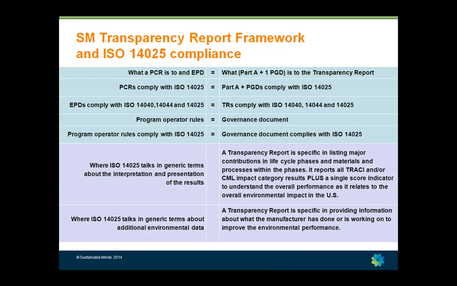But where the major two differences is where the ISO standard talks in generic terms about the interpretation and presentation of the results. Transparency report, as you have seen just a few slides ago, is specific about listing what are the major contributors to environmental burdens throughout the life cycle of the product in terms of materials, processes, and all of that. But also it reports all of the TRACI or SML impact category results.